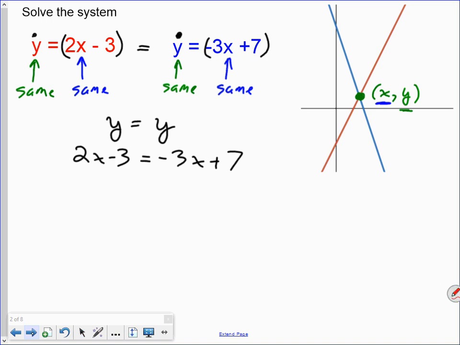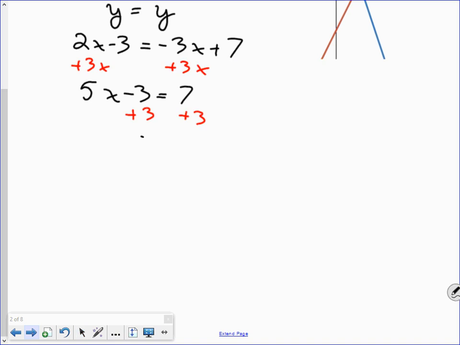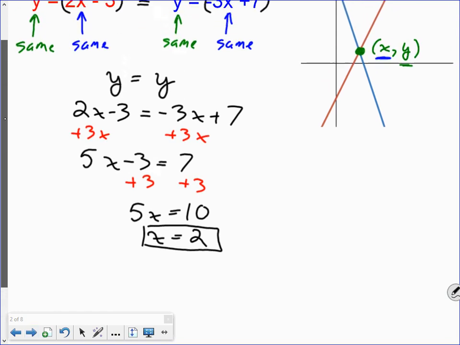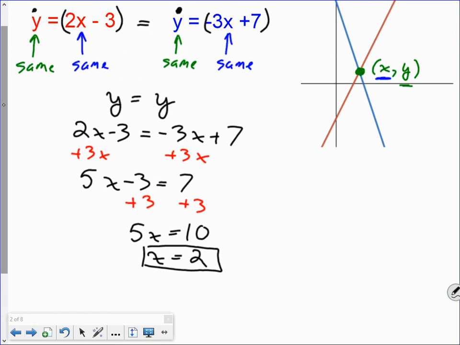We can solve this by adding 3x on this side and adding 3x on this side to get 5x minus 3 equals 7. Then we can add 3 here, add 3 here to get 5x is equal to 10, and then divide both sides by 5, and get x is equal to 2. This gets us halfway done solving our system of equations, right? Because we want a value of x and a value of y that represent that point of intersection.